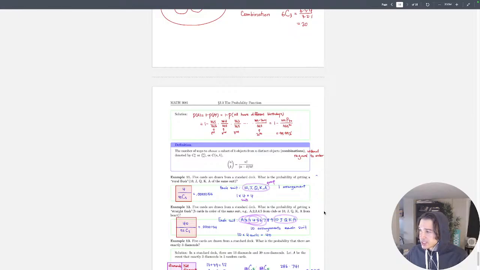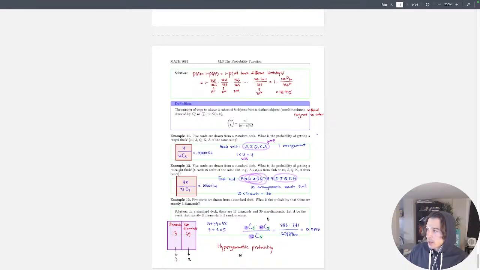And the number of ways to choose a subset of k elements from n distinct objects, combinations, without regard to order, is n choose k equals n factorial over n minus k factorial times k factorial.